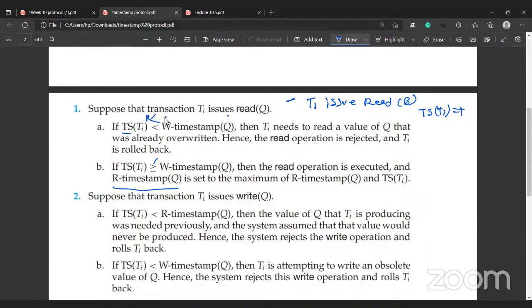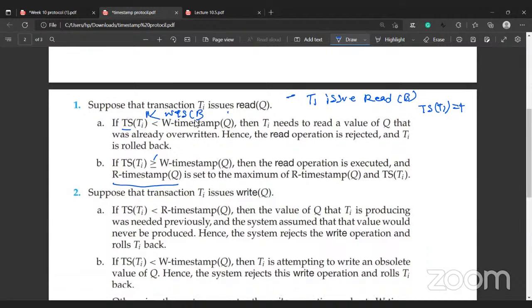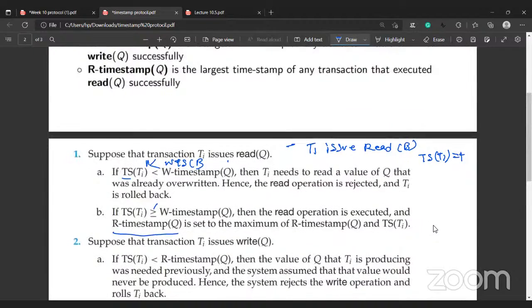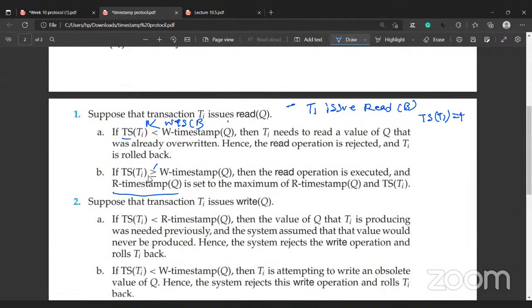We have to check the write timestamp of B. What is the write timestamp of B? It is 0, right? So the condition is false, so it will go to the next one. 1 is greater than the write timestamp of B, which is true. So then it executes the read operation and sets the maximum of the read timestamp.